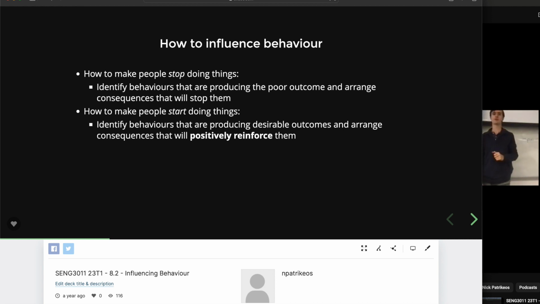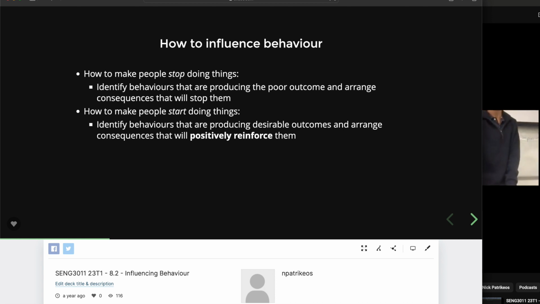Similarly, if you want to make people start doing things, you identify the behaviors that are producing desirable outcomes. Here's the thing that I do want you to do, and arrange consequences that will positively reinforce them. Here's this reward, or here's this thing that will make you want to do it again in the future. Make sense so far? Cool.